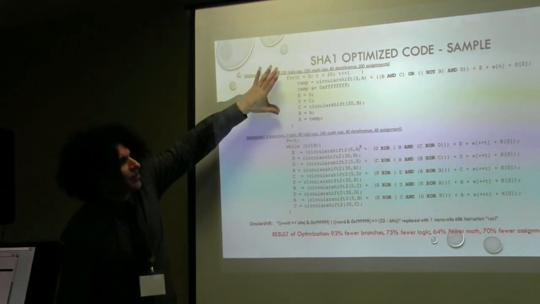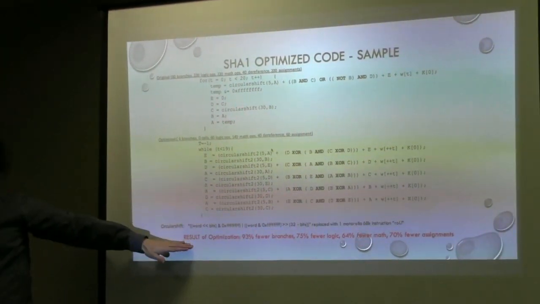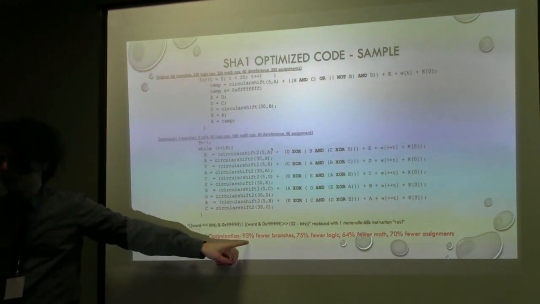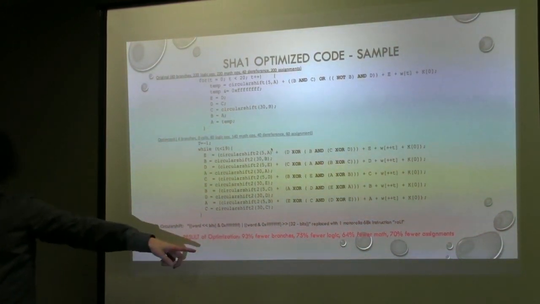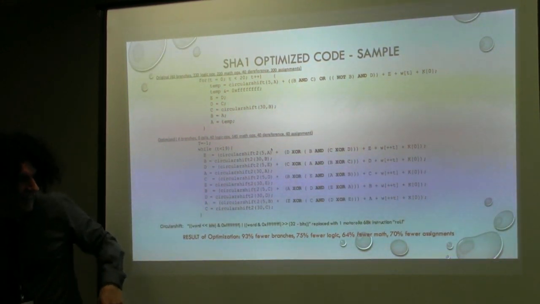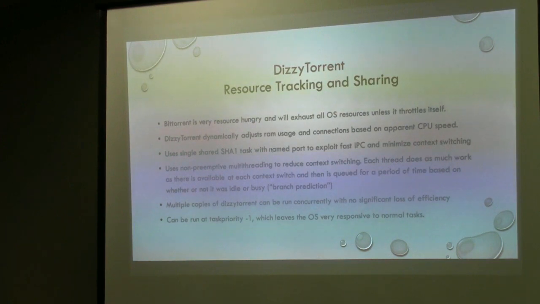Anyway, this is kind of dry, but long story short, at the end of the optimization, it's down here in red: I have 93% fewer branches, 75% fewer logic operations, 64% fewer math operations, and 70% fewer assignments. And the whole thing runs like twice as fast as the original SHA, so that's that.